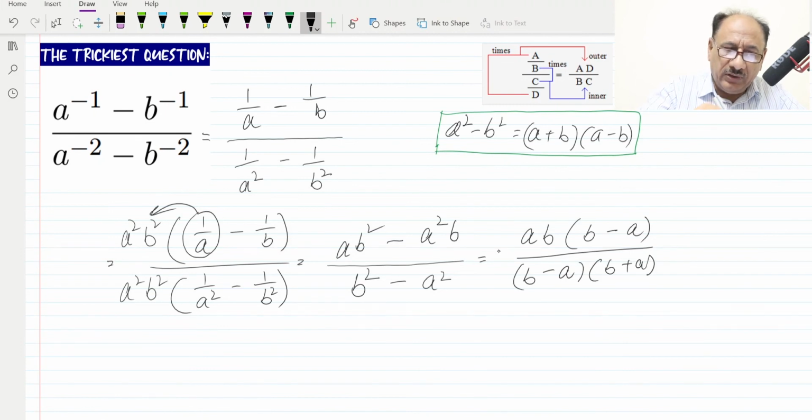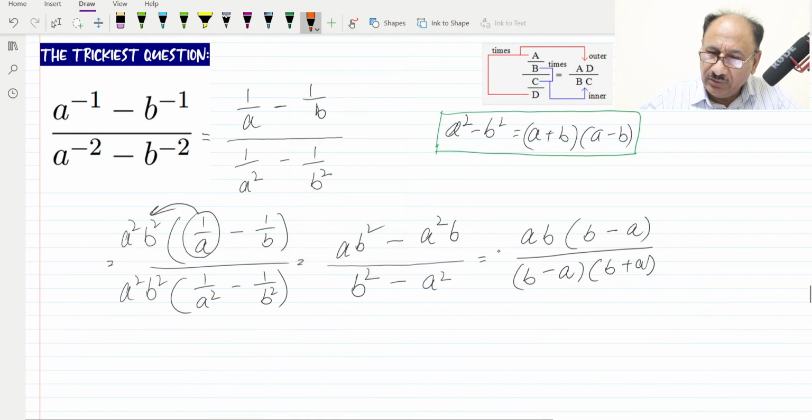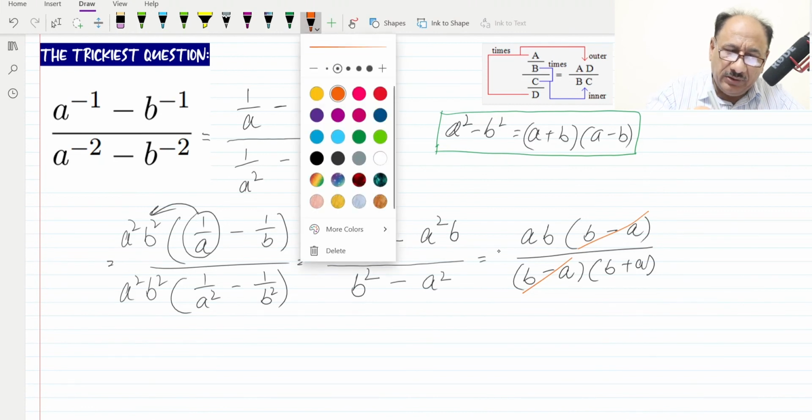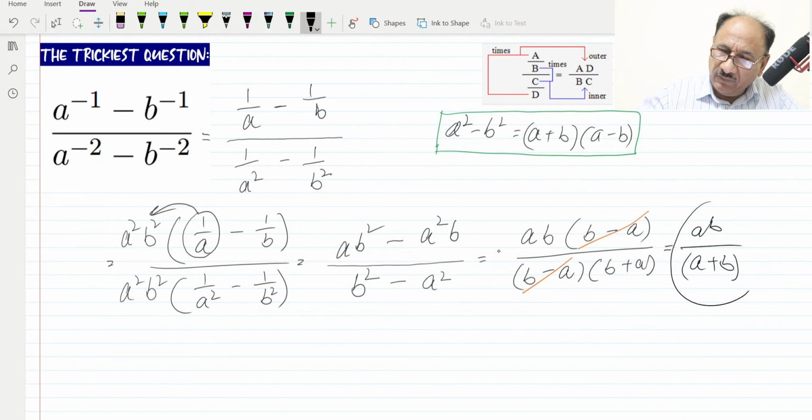Now we can do cancellations. We can cancel this minus b with minus b, and what will remain? The remaining will be ab over a plus b, or b plus a. It's the same thing, so this will be the final answer over here.